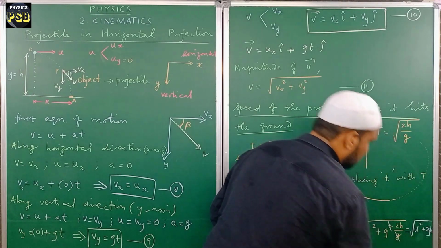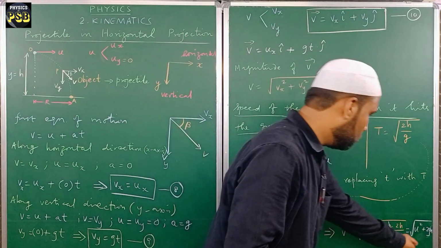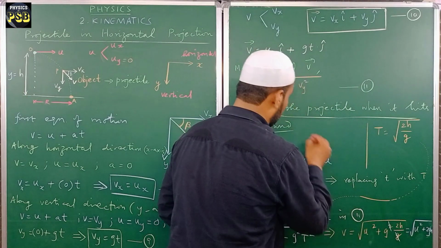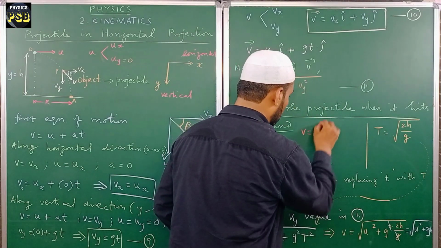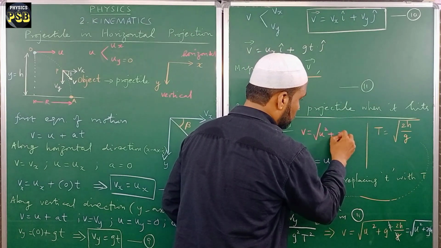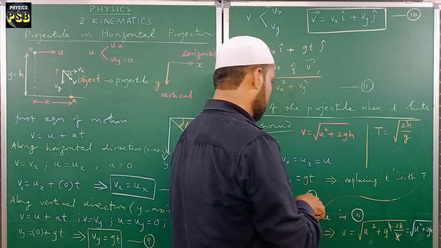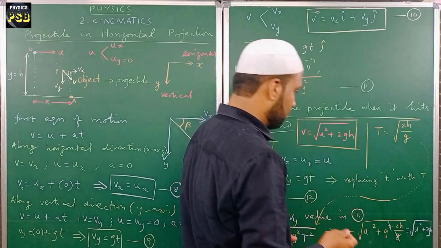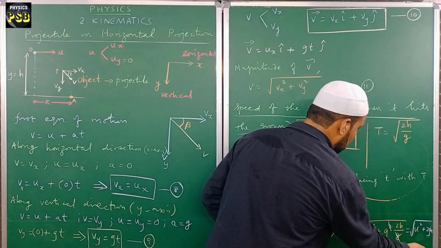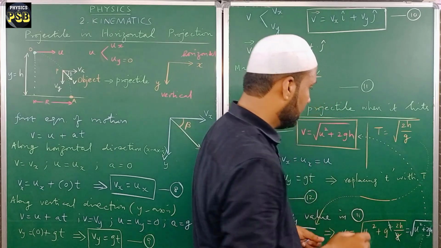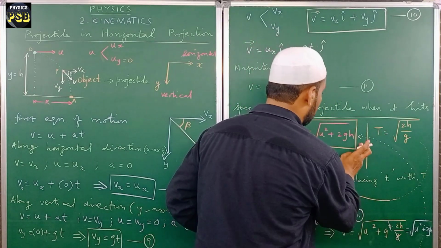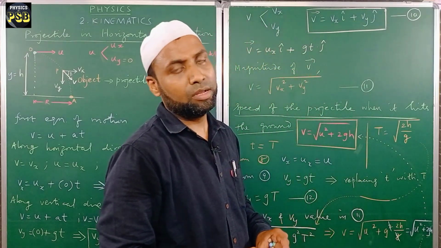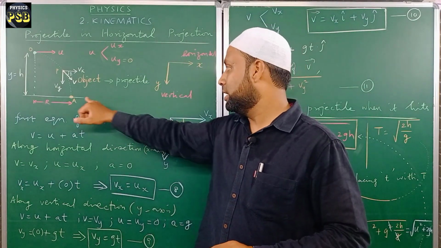Okay. Now, for better visibility, I am going to write this final expression here, as I don't have space down. So V equals root of U square plus 2gh. Then I'm going to box it for better visibility. Now I should have written this one here, but as there is no space, the final expression is taken to this part of the board. Okay. So using this equation, one can easily find out the speed of the projectile when it hits the ground.